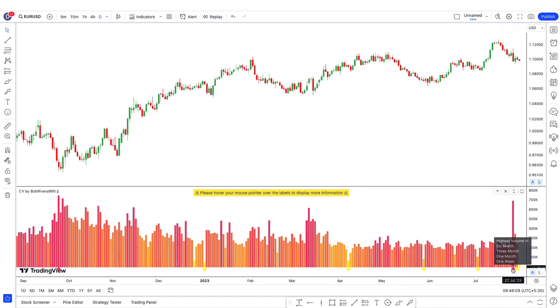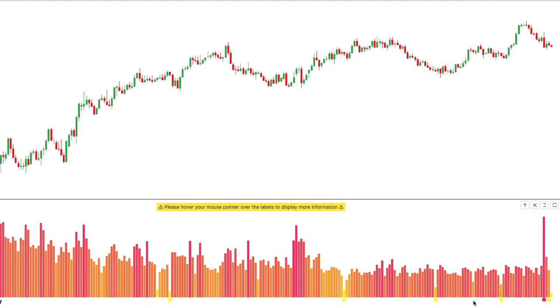But the difference is that it shows the minimum and maximum volumes in different time periods here by the help of these labels. If we hover our mouse on these labels, it gives us some details. For example, here it says lowest volume in 3 months. Which means in the past 3 months here we have the lowest volume. Or here, for example, highest volume in 6 months. So in the past 6 months here, we have the highest volume.